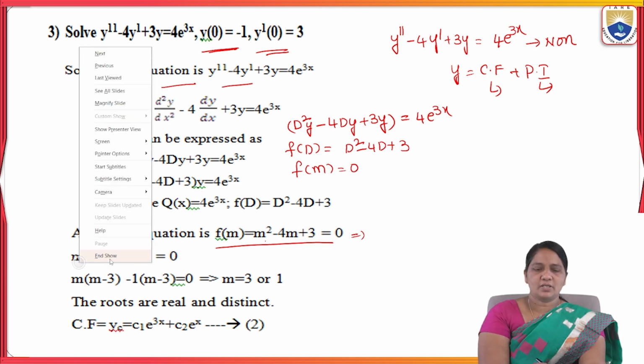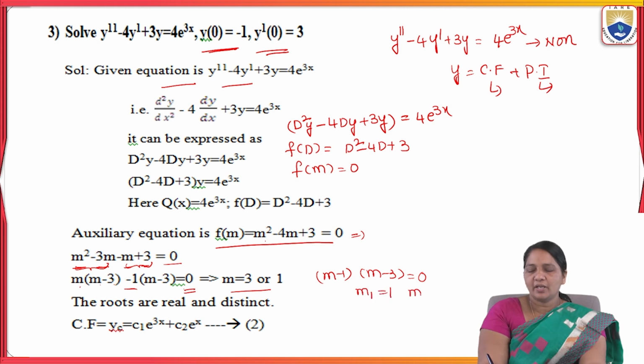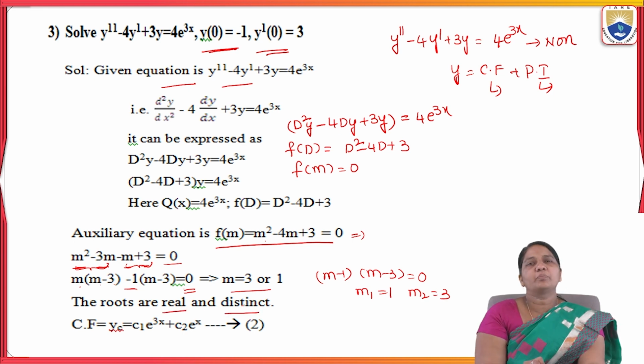So m square, here 1 times 3 is 3. So m square minus 3m minus m plus 3 is equal to 0. From the first two terms I am taking m common, and from the last two terms I am taking minus 1 common. So m minus 3, and minus 1 into m minus 3 equal to 0. From this I get m minus 1 into m minus 3 equal to 0. So finally the m values are m1 equal to 1, m2 equal to 3. These two values are real and distinct, that means different.